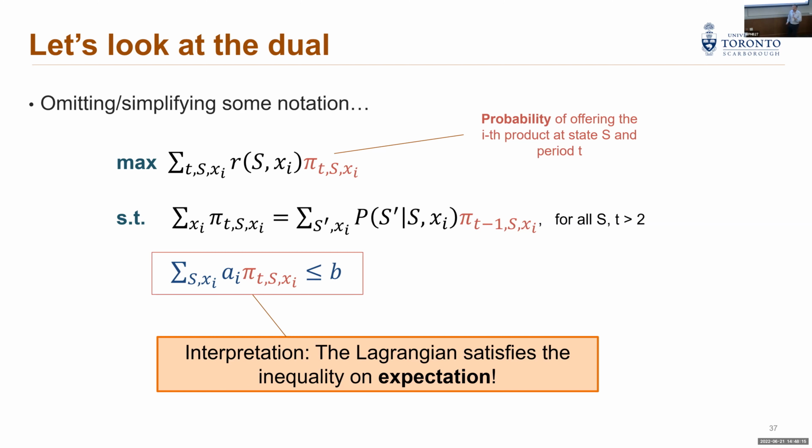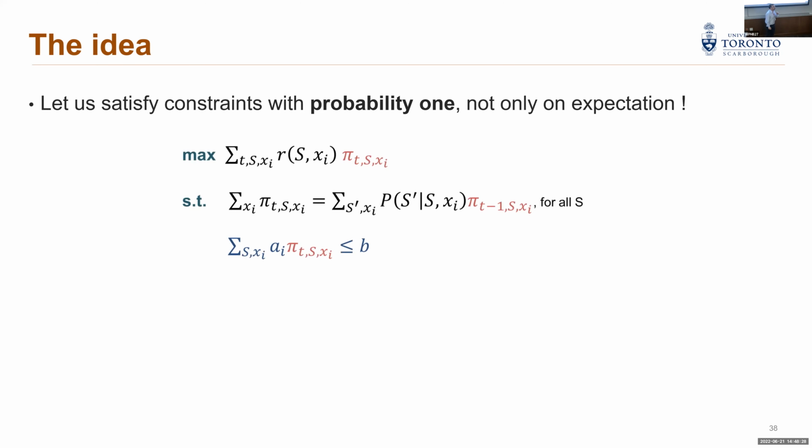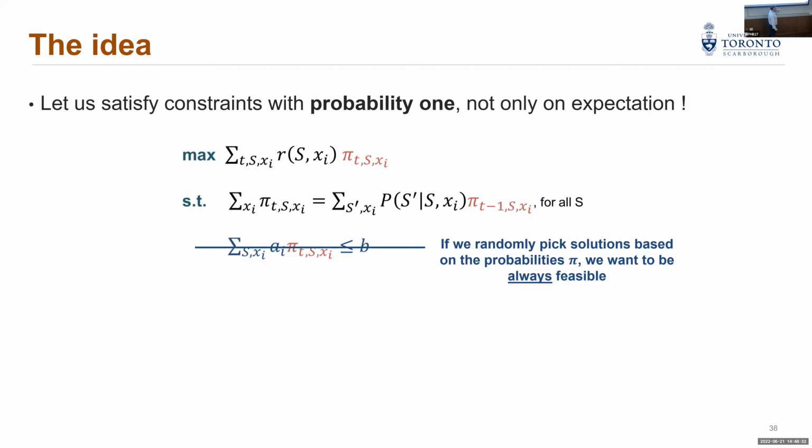Okay, we're going to change this. The idea is, why don't we satisfy these constraints with probability 1 and not only on expectation? So essentially, what I want to do is remove this constraint here, and then create a probabilistic policy that at every period randomly picks a solution, and I want to make sure the solution is feasible.